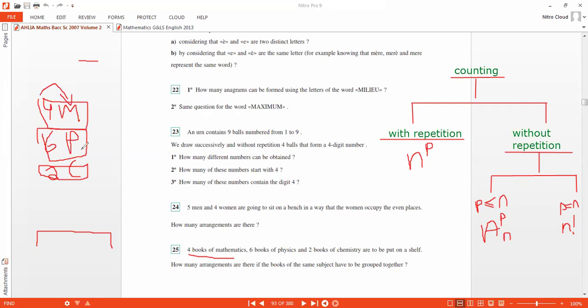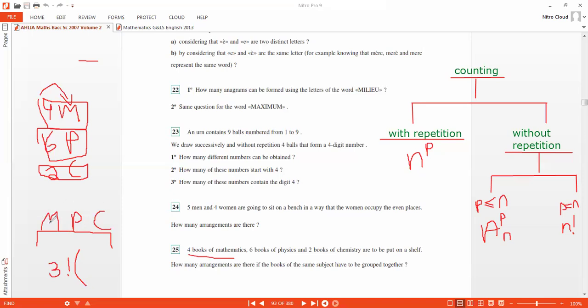What I'm trying to say is I can put on the shelf the math books first, then the physics, then the chemistry, or the physics first, then the chemistry. So if I want to talk about subjects, how can I place them on a shelf? Regarding the subject, it's 3 out of 3, and of course without repetition, so it's 3 factorial. So this is the first counting I have to solve.